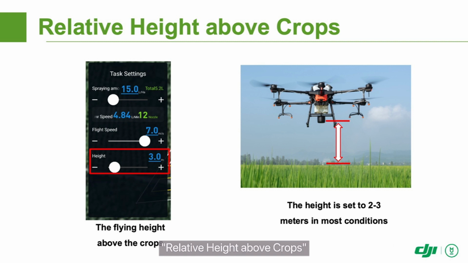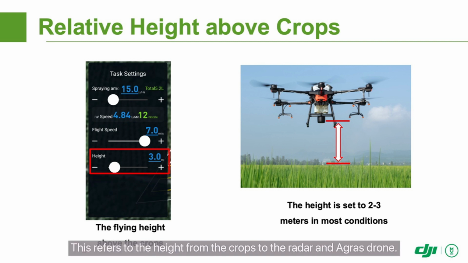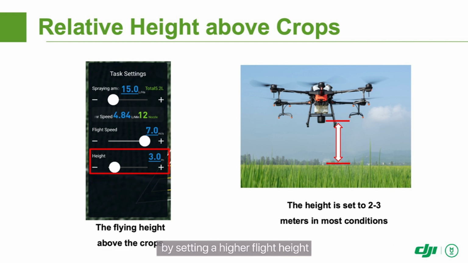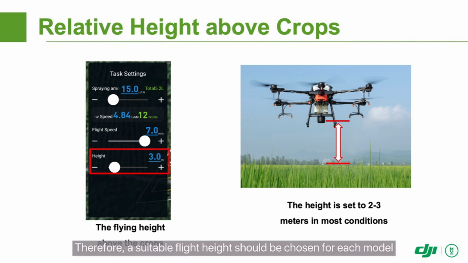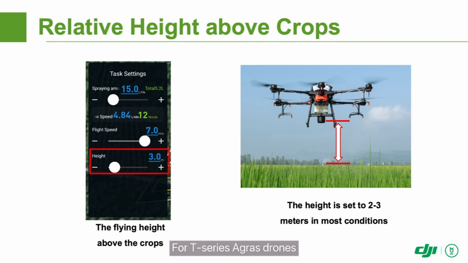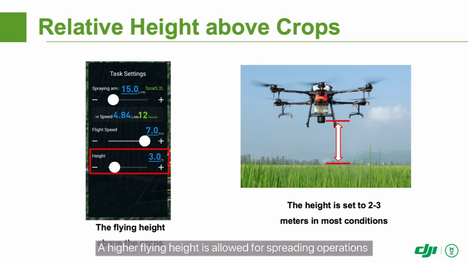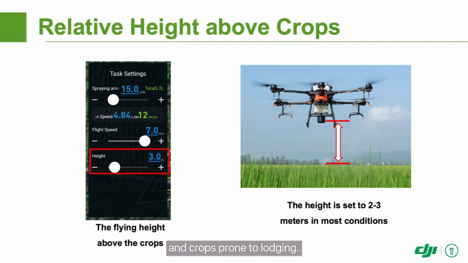Relative height above crops. This refers to the height from the crops to the radar and agras drone. It determines the spraying width and the downward wind field. Although you can increase the spraying width to a certain extent by setting a higher flight height, the downward wind field of the droplets will decrease, and droplet drift will increase. Therefore, a suitable flight height should be chosen for each model based on your actual needs. For T-Series agras drones, a height of 2 to 3 meters is generally recommended. A higher flying height is allowed for spreading operations and crops prone to lodging.